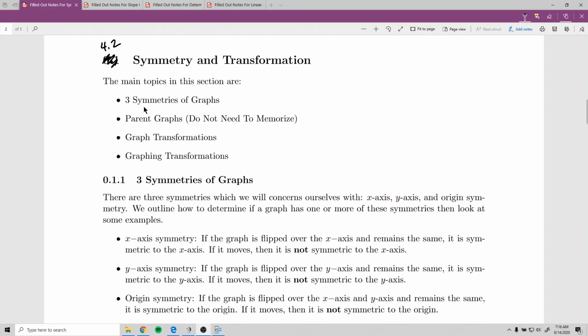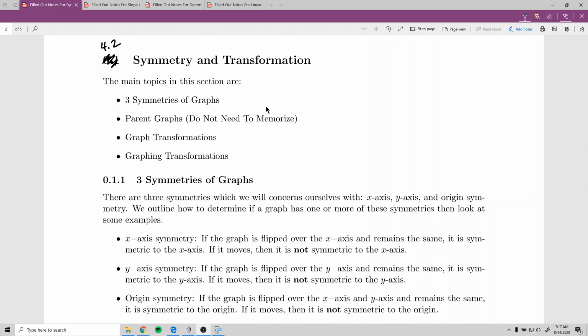This video will be on section 4.2, Symmetry and Transformation. This is all about graphing. The main topics in the section, we have the three symmetries of graphs. There's a lot more, but the main three are what we're going to talk about.